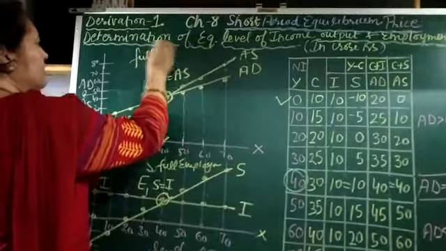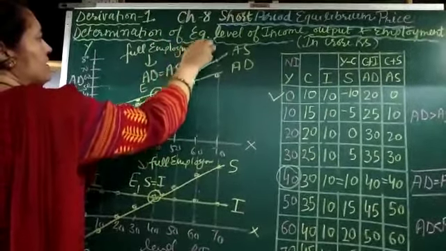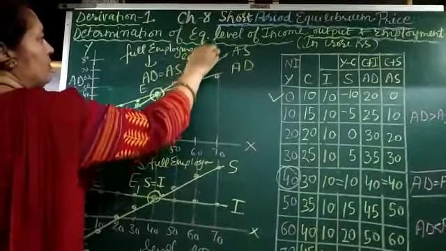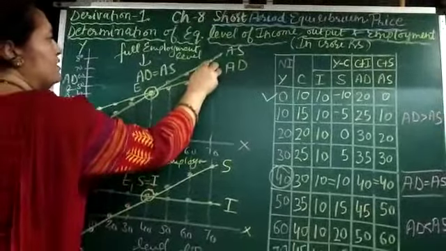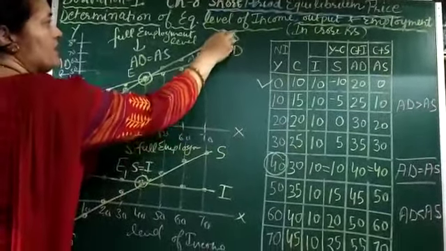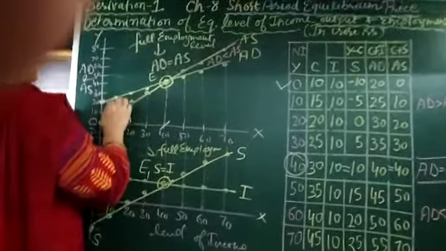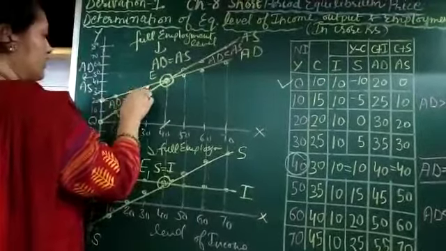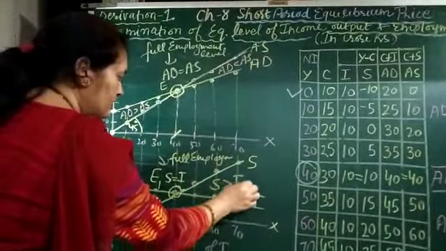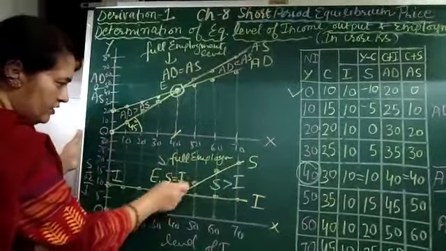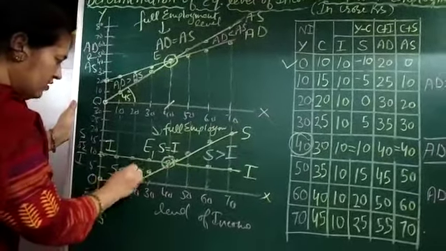In the upper panel of the diagram, where aggregate demand and aggregate supply intersect each other, that is also the full employment level of income, output and employment. Beyond this level, aggregate demand is less than aggregate supply because aggregate supply is more than aggregate demand. And before this level, aggregate demand is more than aggregate supply. And similarly, savings are more than investment after the equilibrium level of income, and before this equilibrium level, savings are less than investment.